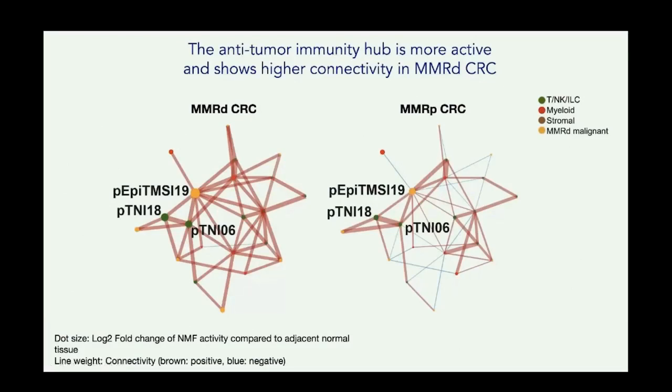Now, when we look at the connectivity of the programs within MMRD versus MMRP, the thickness of these lines indicates the level of correlation between the programs across tumor samples. As I mentioned before, this is just another way of visualizing that correlation map as a graph. You can see that the graph is highly connected in MMRD, but in MMRP, these programs are really not correlated to each other. Maybe some small bits, but the whole hub is not there. And so you can see basically that this hub forms that correlation structure in MMRD, but not in MMRP.